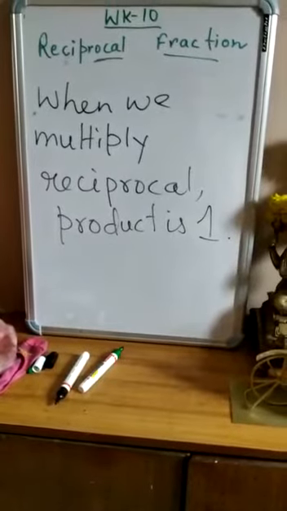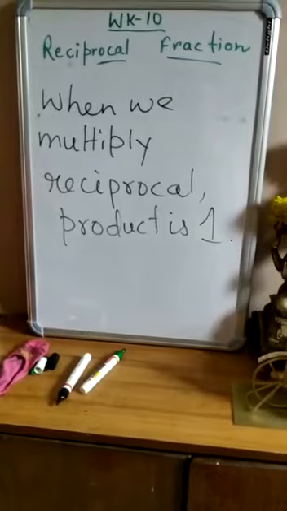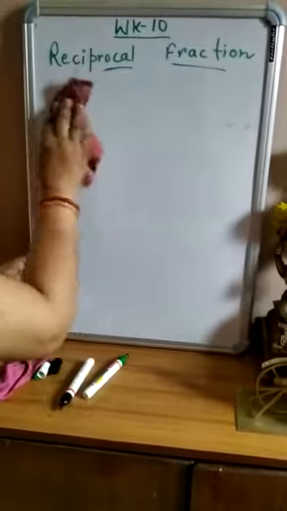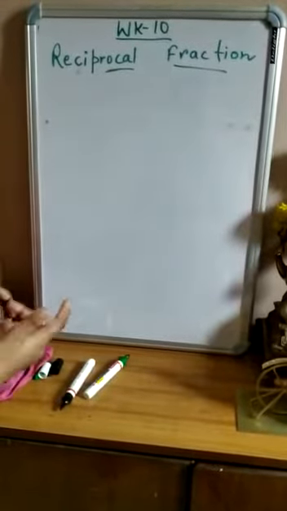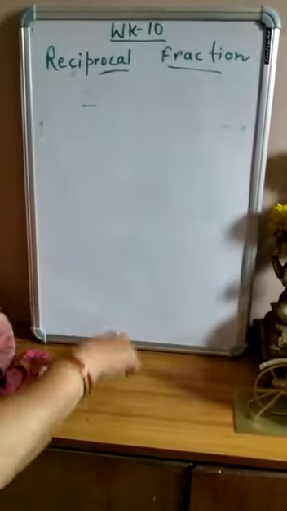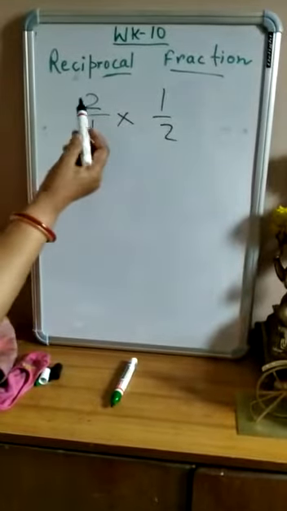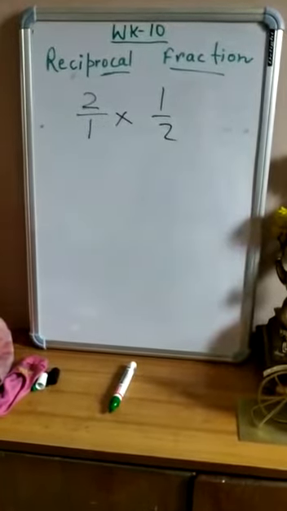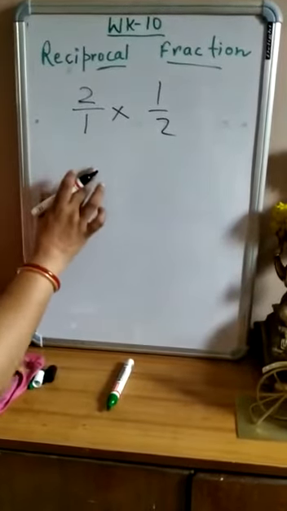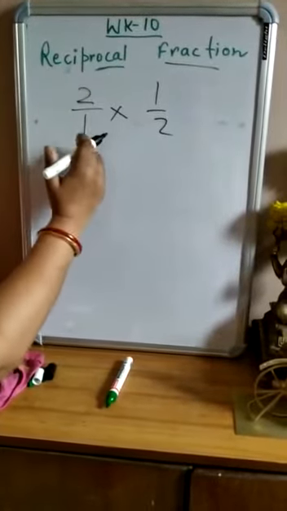Here we see that, in order to get the reciprocal, now what is the reciprocal? I am using the term reciprocal. Here I have shown you that 2 by 1 is multiplied by 1 by 2, and I have told you that these two are reciprocal to each other. Now the question is, what is a reciprocal? In order to get the reciprocal of a given fraction, we interchange the numerator and denominator, right?